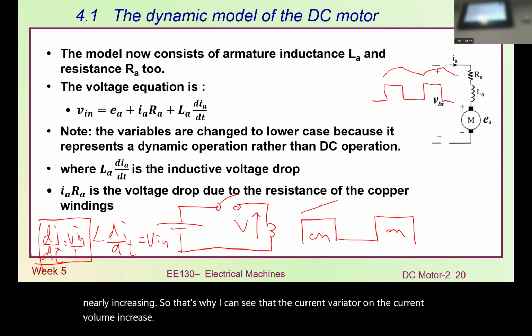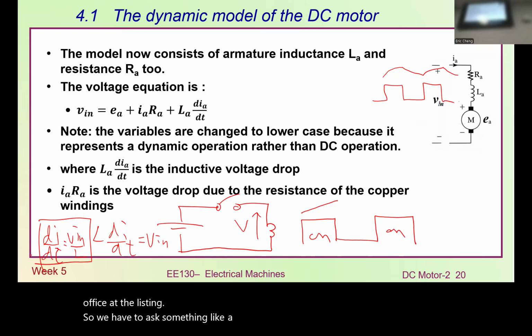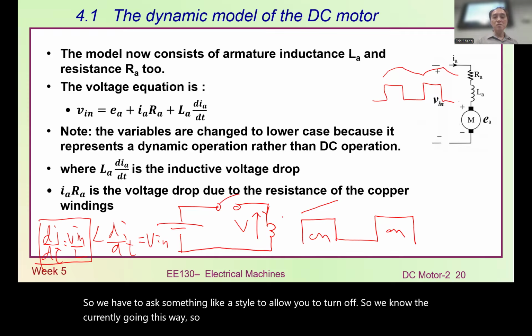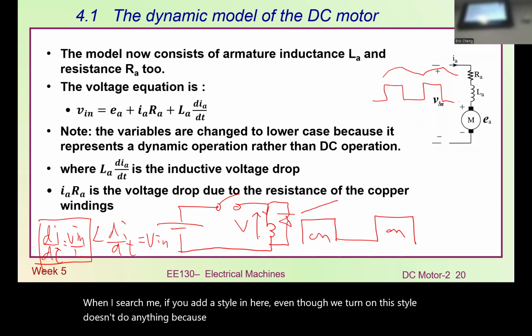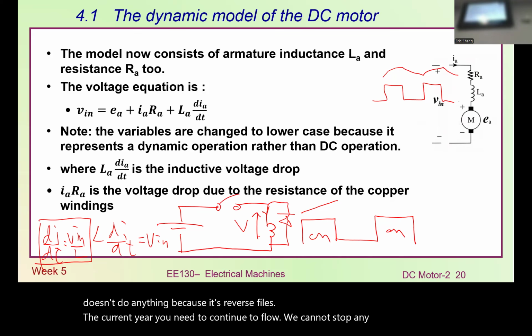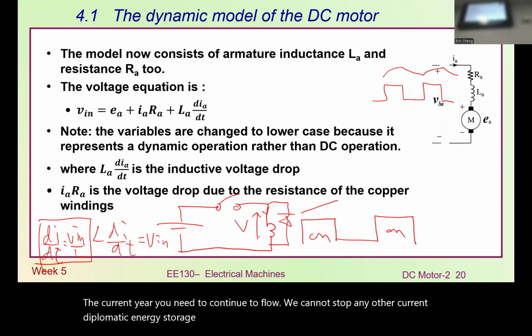And then when we turn off, we have a problem, because we can't turn off the current in the inductor without a path. So we have to add something like a diode to allow it to turn off. We know the current is going this way, so we add a diode here. Even though we turn on, this diode doesn't do anything because it's reverse biased. But when it's turned off, the current needs to continue to flow. We cannot stop the current because of the magnetic energy stored here, so the current will go this way, like what we showed you just now.